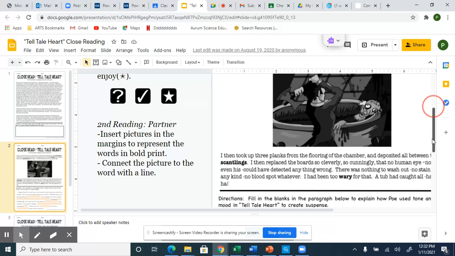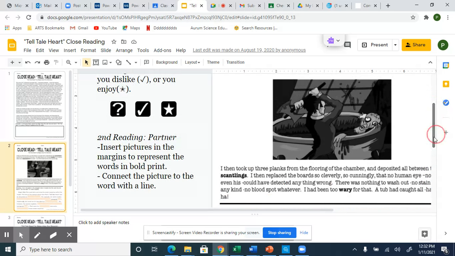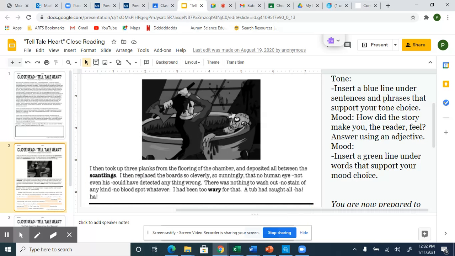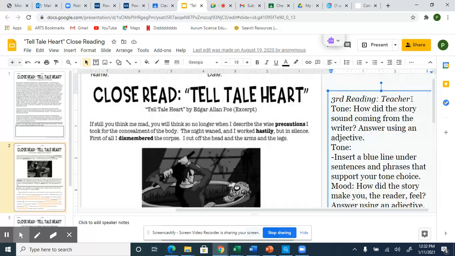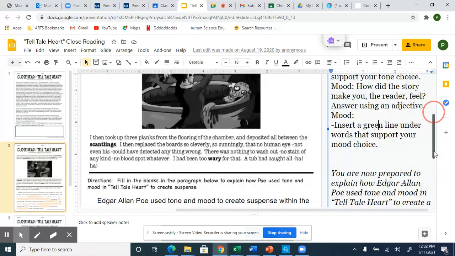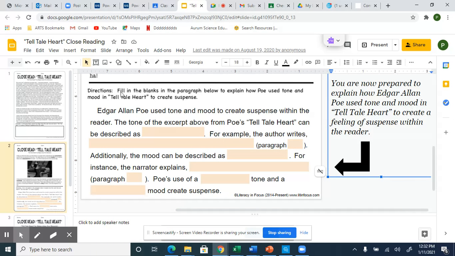So you're going to find pictures and put them here for the words, and then put a line in there. All right. And again, tone or mood. Oh, mood. The green line is for mood. That is different. All right, so you are going to fill in the blanks in the paragraph below to explain how Poe used tone and mood to create suspense.